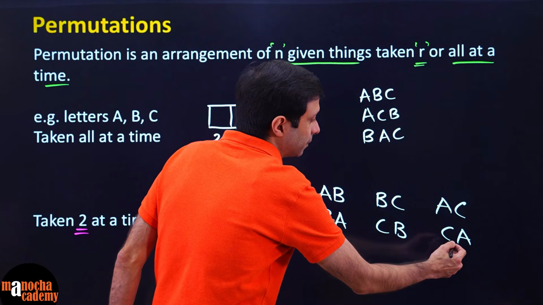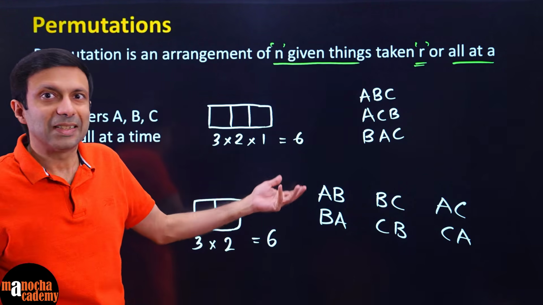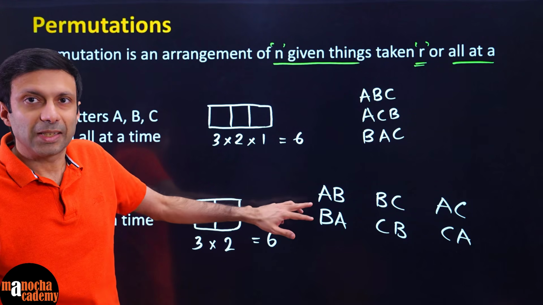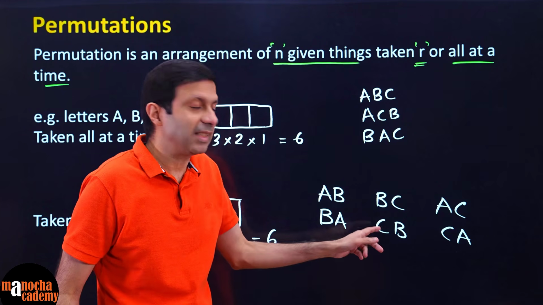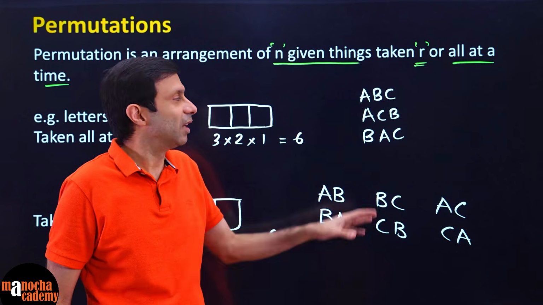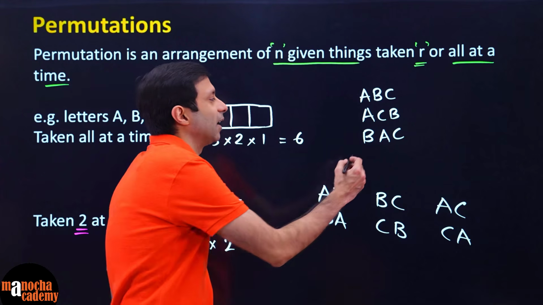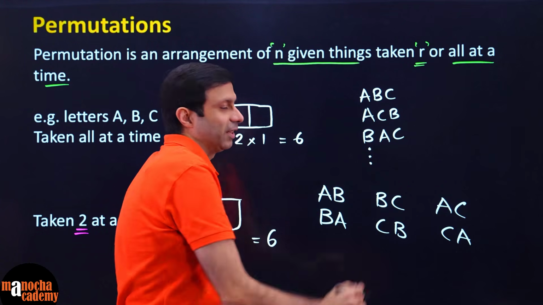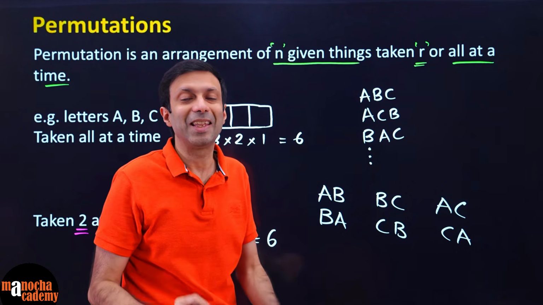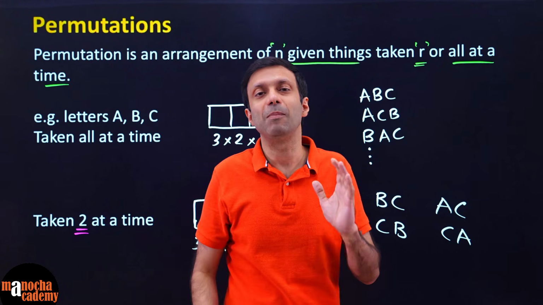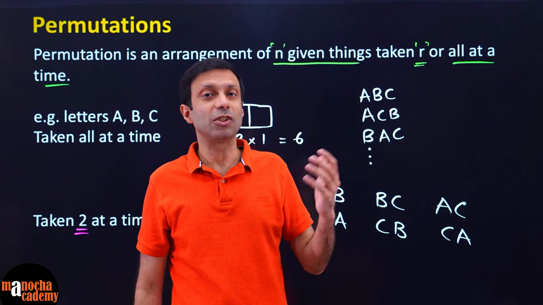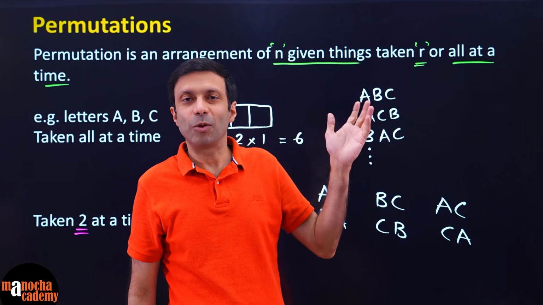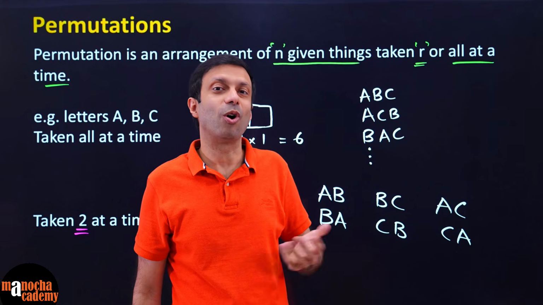So see, this is how we are getting our 6 permutations. But order is important. AB and BA are considered different. BC and CB are considered different in permutations. Same for the 3-letter case, and here you will also have more possibilities. So remember this important thing, that order definitely matters. Order is important in permutations. So now let's look at the general case of n objects taken r at a time or all together.